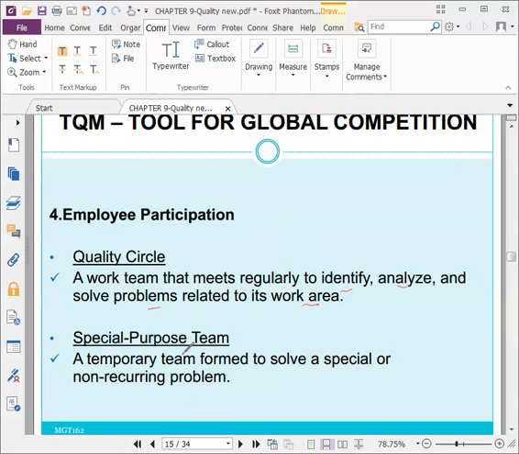Okay, and then special purpose team, a temporary team formed to solve a specific or non-recurring problem. Okay, untuk make sure company tu buat production yang berkualiti.